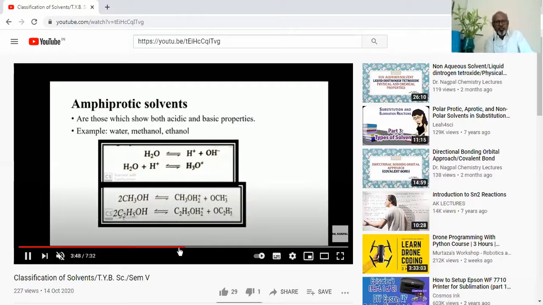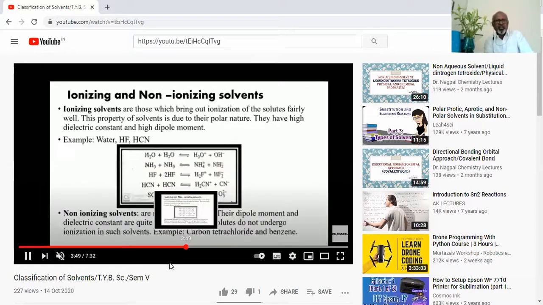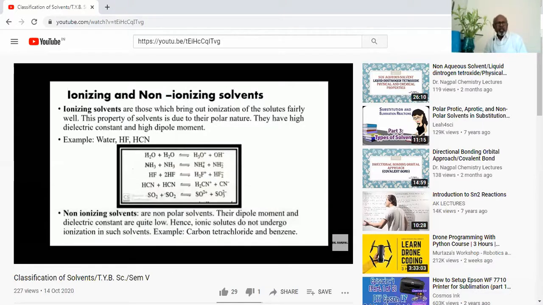Now, if we move further, the third is ionizing and non-ionizing solvents. The ionizing solvents are those which bring out the ionization of the solute. Whatever solute is present, that solute is ionized fairly well. This property of the solvent is due to their polar nature.